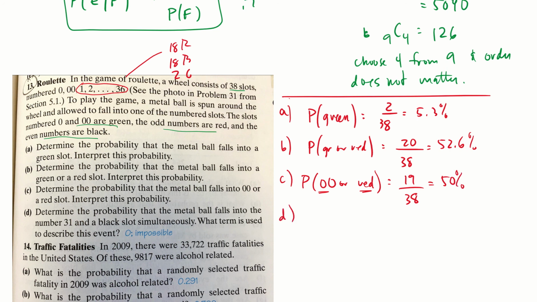And D, determine the probability that it falls into 31 and black at the same time. Well, 31, odd numbers are red, right? So probability of 31 and black. Well, 31's red, so you can't do both at once, so that's going to be 0 out of 38, or just 0. Okay, and the term we use is impossible. Okay, so we'll stop at that one and pick it up on the next one.